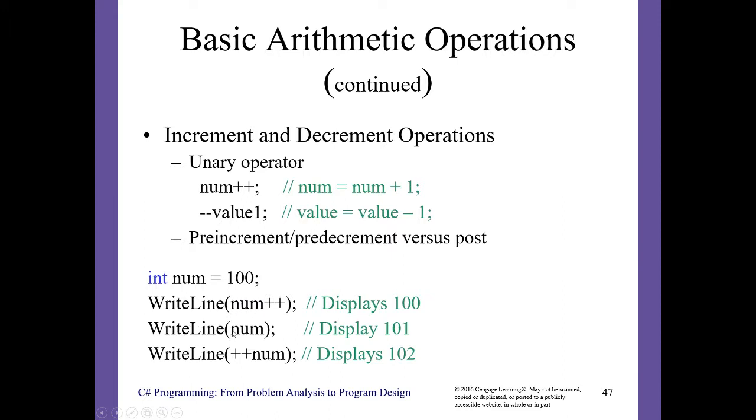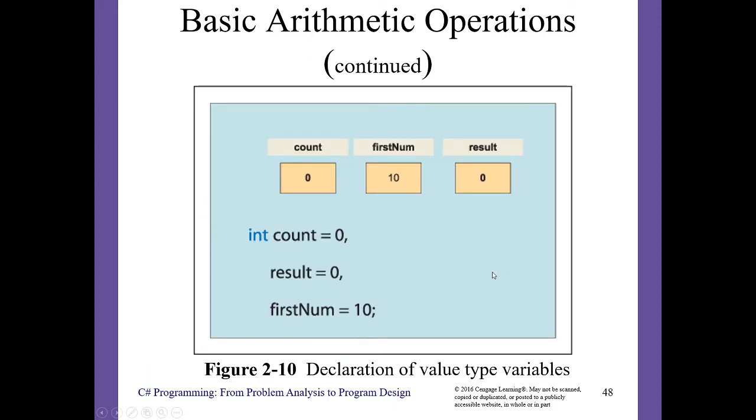If we did another write line at that point, we would see it's now 101. If we did a third line of code where we did a pre-increment and we put the plus signs before our variable name, then we would be adding 1 to that variable at the beginning of the execution of this line of code. So our output would display the updated variable. So really cool stuff. Gives us a lot of options here about how we can do things.